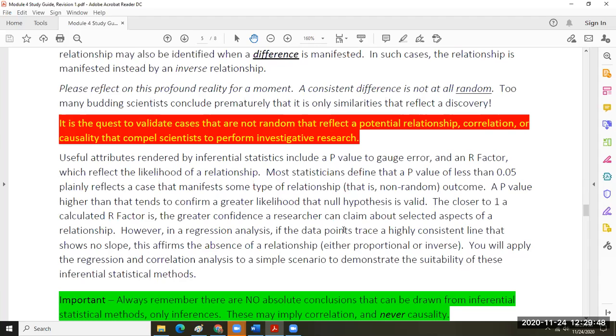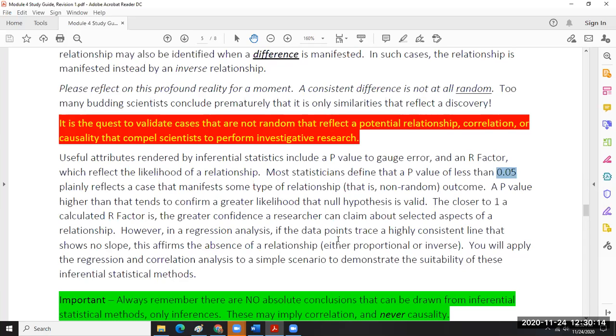90 minutes, 2 hours worth of review on 7, 8 pages, right? In inferential statistics, you have this thing called the p-value or error and an R factor. And in simple terms, if the p-value, that's the error, is less than 0.05, and that's an arbitrarily set, but it's a commonly practiced error level.